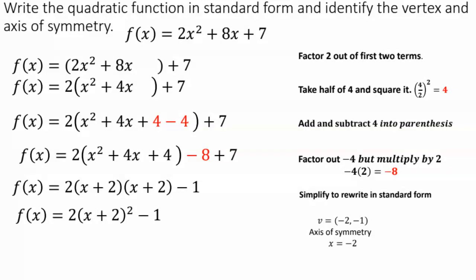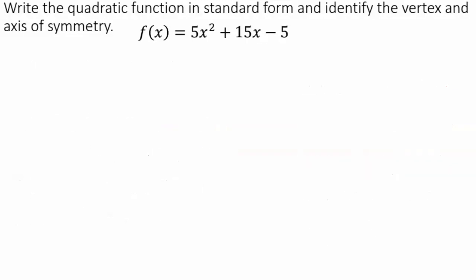Okay, so again, if you have any questions, please let me know. Let's go ahead and look at another example. Write the quadratic function in standard form and identify the vertex and axis of symmetry. So again, we have a quadratic function where our a is not 1. So we're going to have to factor this out.